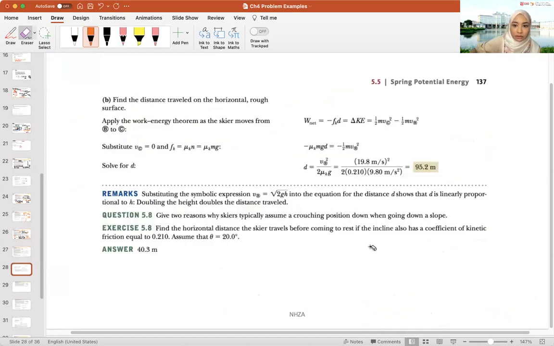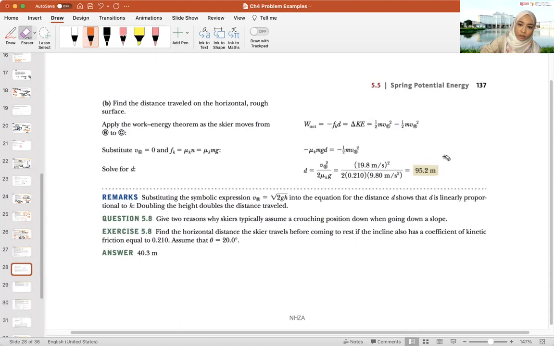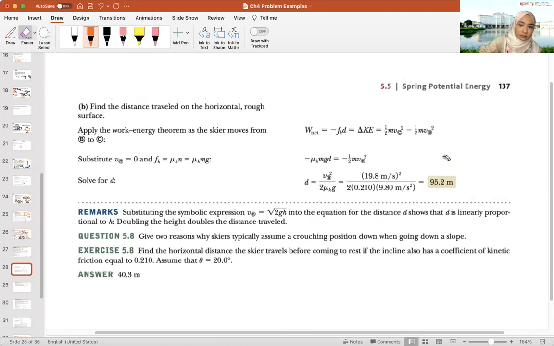And then how did the textbook do it? It says W net equals minus fk d, which is the work done to overcome the friction, and this is the change in KE. Why is that? Does that make sense? Why does it equate W net as the change in KE? Is this correct or not?